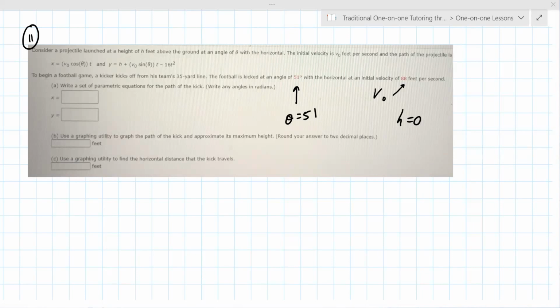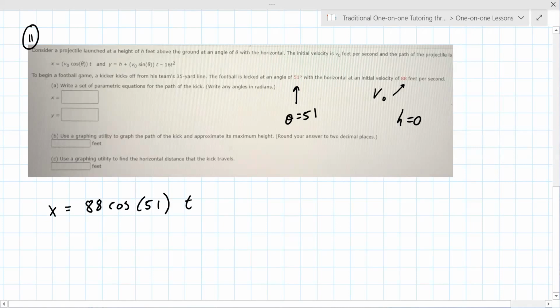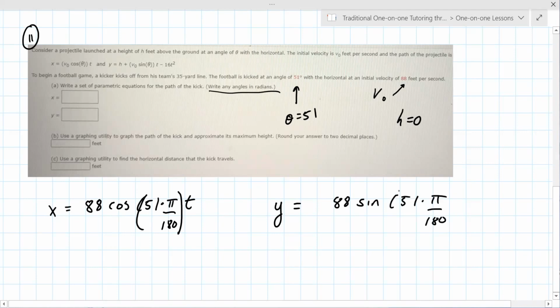So Jamie, your x here is going to be V0, 88, cosine 51 times t, except it says write angles in radians, which means you have to convert your angle to radians. This means you have to multiply by pi over 180, and that's inside parentheses there. And then similarly, y is going to be h, which is 0. You wouldn't write that, but it would be 88 sine 51 times pi over 180 times t minus 16 t squared.